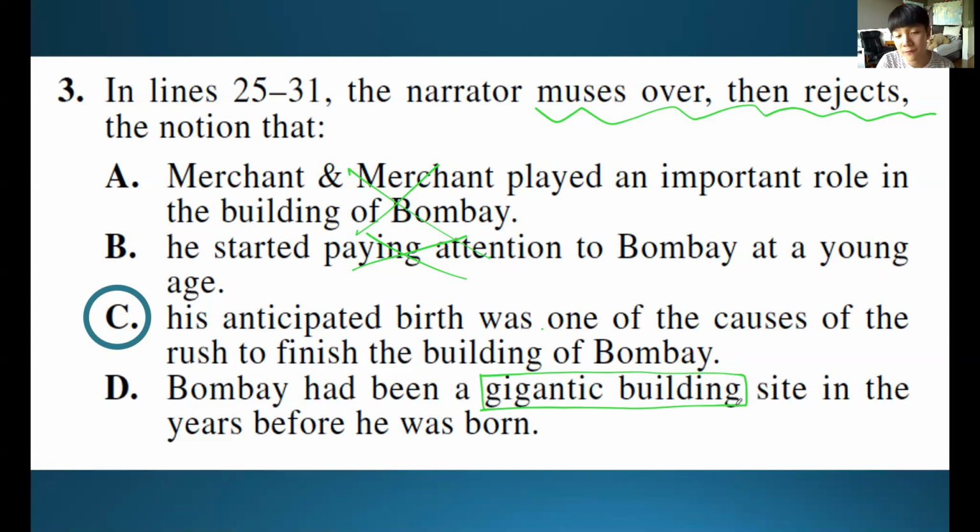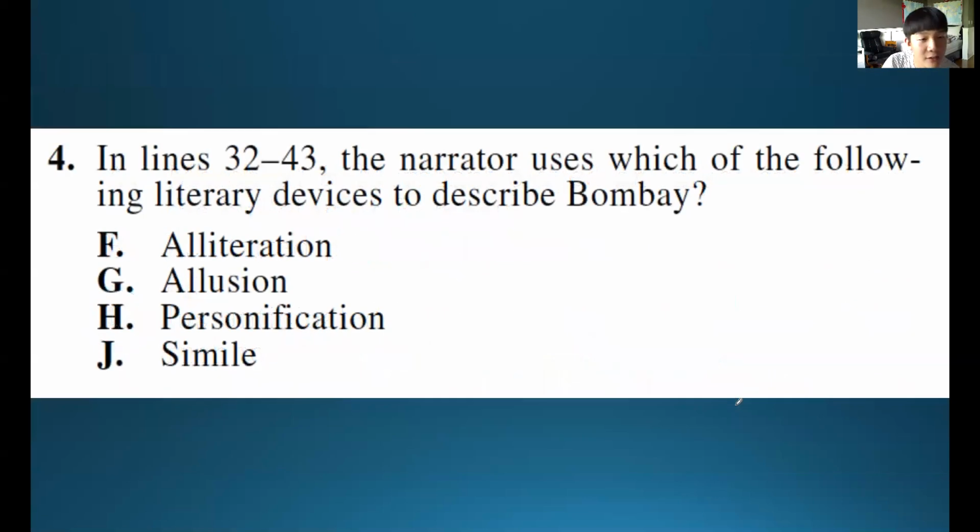Okay, and I spent a lot of time on these first 3 questions. I'm going to go over these a bit faster, because this one I really shouldn't have to go over all 4 answer choices. So let's go a bit faster. Lines 32 to 43. Which of the following literary devices? This one's easy. 32 to 43. Jealousy of the city. You can read this yourself. You probably already read it. The city had a romance with his parents. The city shared parental responsibilities. My mom was out there with Bombay.